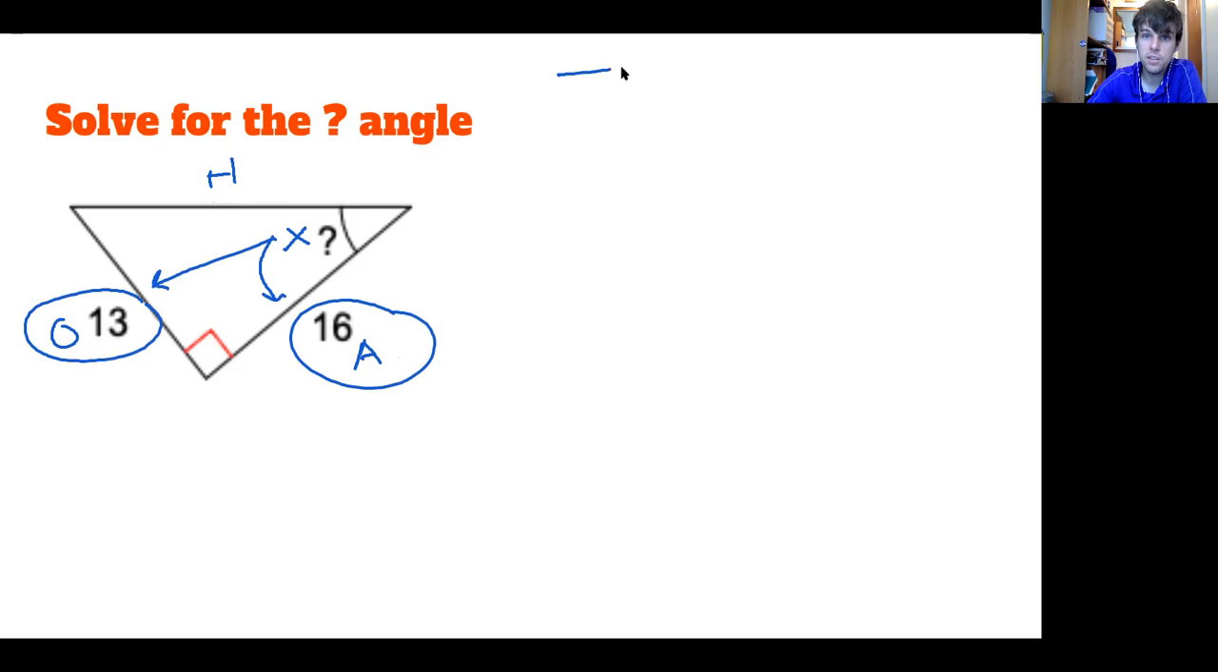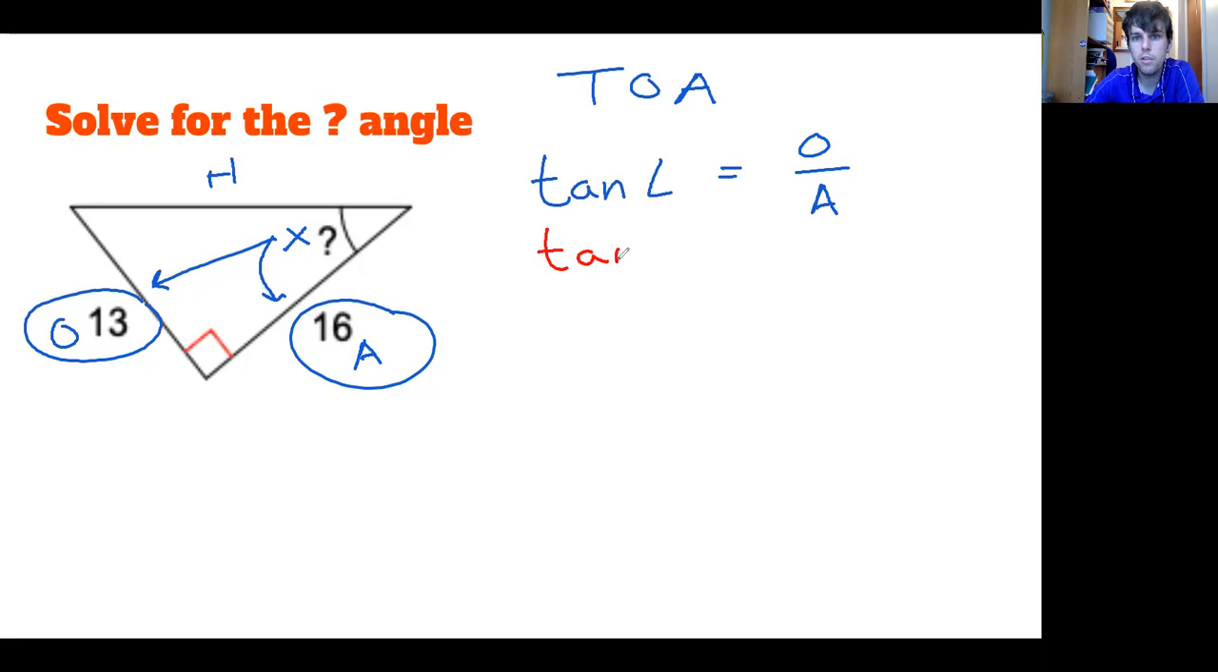So opposite and adjacent, that goes with our TOA, part of SOHCAHTOA. So we're going to be setting up a tangent equation. Tangent of our angle equals opposite over adjacent. You'll notice that this is different than when we were solving for the sides just a moment ago because our angle is unknown. When we plug in all of the things that we know, we end up with something like this. We know both parts of our ratio. What we don't know is the variable for the angle.